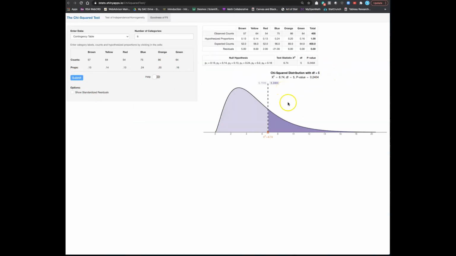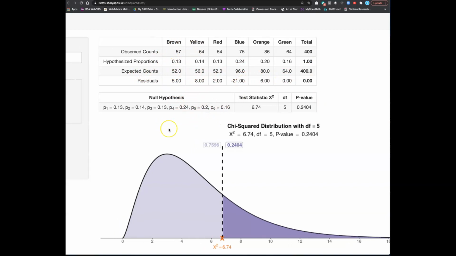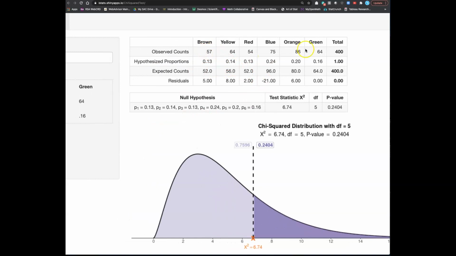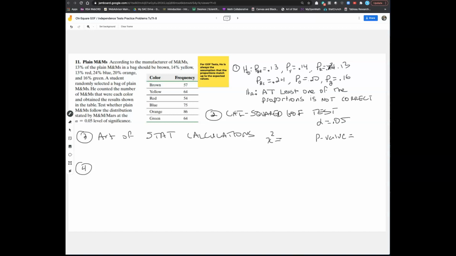And once you have that, you just go ahead and submit, and then you can see we get a chi-square test statistic. Make sure you double check everything. Get your expected values, there we go. In case that's asked for, we have the observed and what we would expect if the color distribution follows what is expected. So you can kind of check to see, it looks like someone may be off. But again, we don't officially use that. What we do is we use the test statistic and your p-value. So I get a test statistic of 6.74 and a p-value of 0.24.